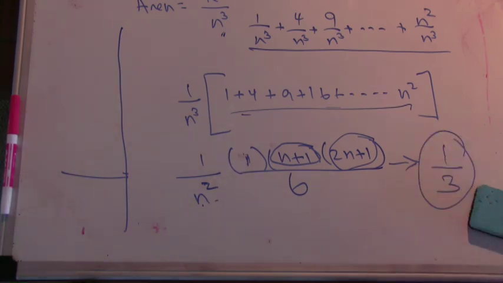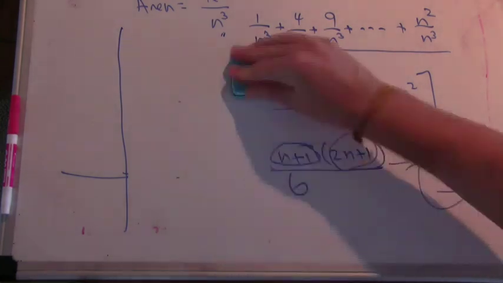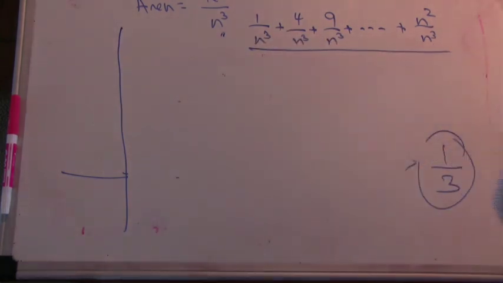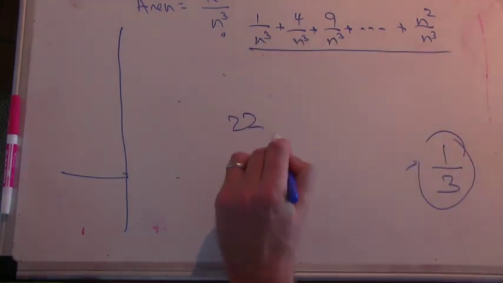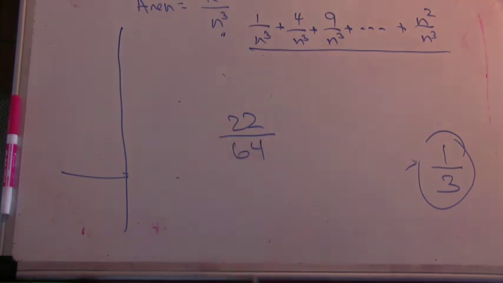Does that make sense, that you might get 1/3? It sort of looked like it. At least it looked like it was less than a half. It's definitely less than a half. Our first approximation we got in the last video was 22/64. That's close to 1/3.